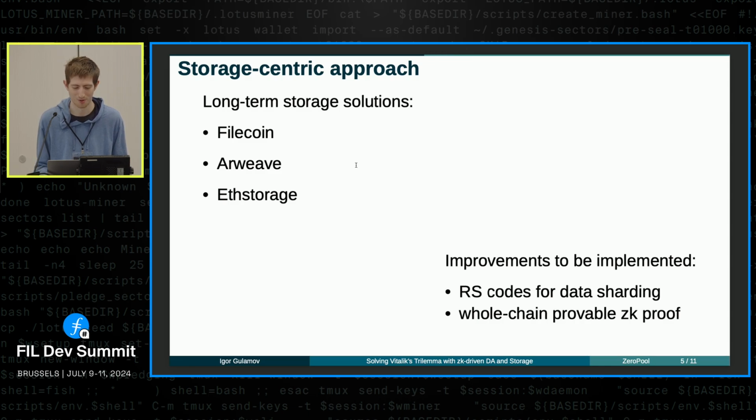So for a storage-centric solution of Vitalik's trilemma, we need two improvements: Reed-Solomon codes for data sharding and an on-chain provable ZK proof. With the first improvement, we reach 10 times better disk utilization, and with the second, we can build a ZK oracle that the data is stored and available, and this ZK oracle could be used inside the network of rollups.